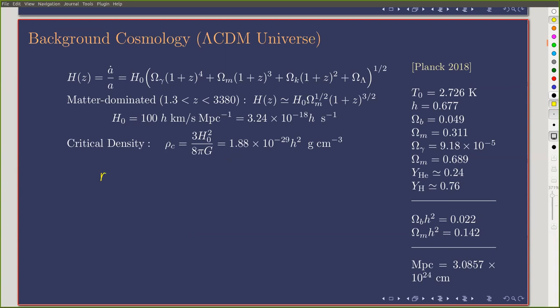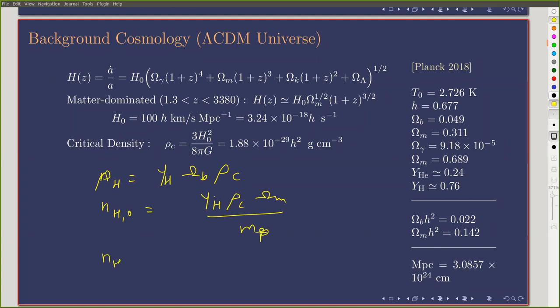From this, we can also calculate the number density of particles. The number density of hydrogen at present is the baryon fraction... no, let's first not derive number density, let's first derive mass density. The mass density of hydrogen is going to be the baryon density, which is a fraction of this critical density, times the hydrogen fraction. So this is the hydrogen density, and then you can have the hydrogen number density, which is this divided by the mass of hydrogen, the mass of a proton.